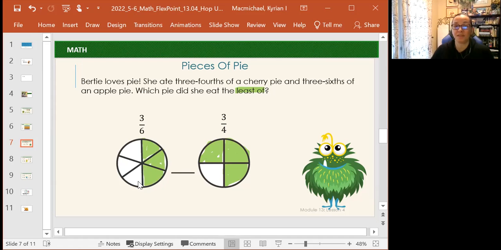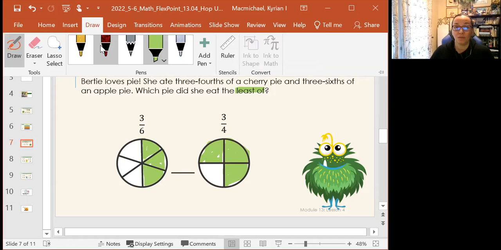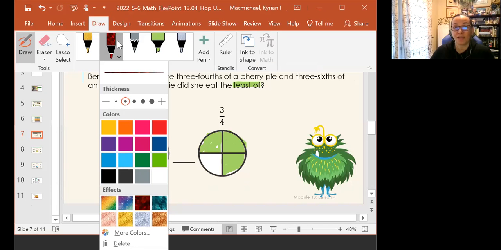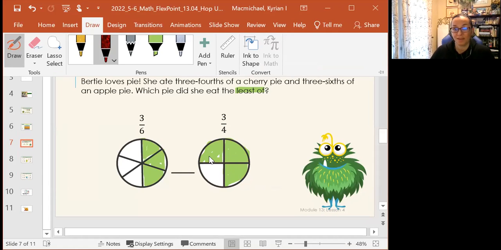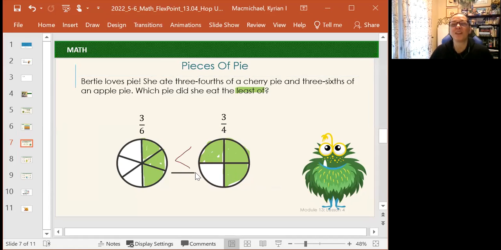Remember, they're asking for the least. Which one is the least? Well, I'm going to use that greater than or less than. Remember, the alligator always eats the bigger one. I can see that this one is larger. When you squint, those little lines in between the pieces disappear. So when I'm squinting at them, all I see is that green, and I can tell that there's a lot more green on the 3/4, which means she ate the least when she had 3/6 of that pie.